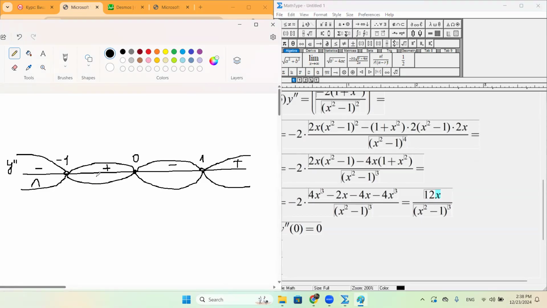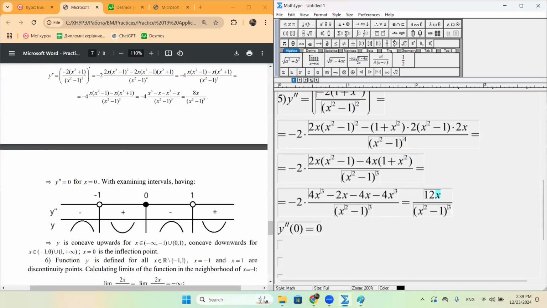So how does the function behave? It is concave upwards on intervals from -infinity to -1, and from 0 to 1, and concave downwards from -1 to 0, and from 1 to plus infinity. I will skip writing it here, but the full answer is like this: where it is concave upwards and downwards. And x equals 0 is the inflection point.